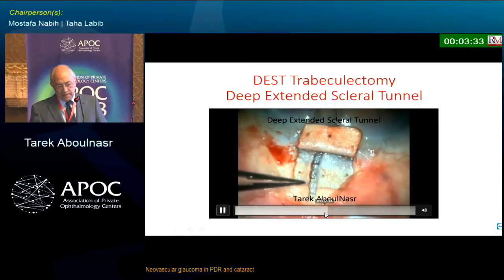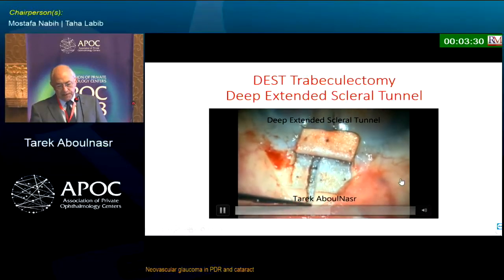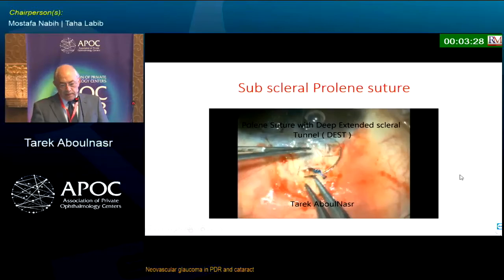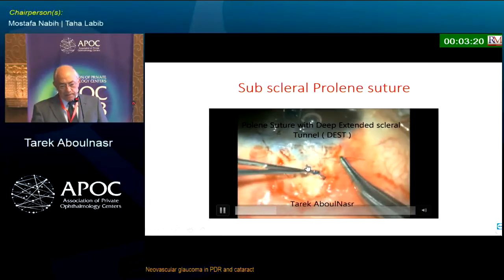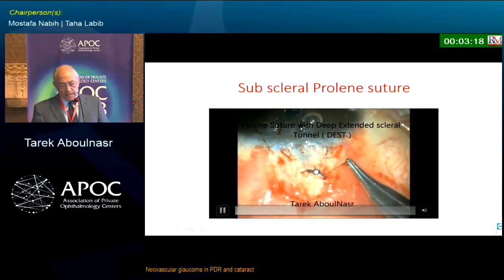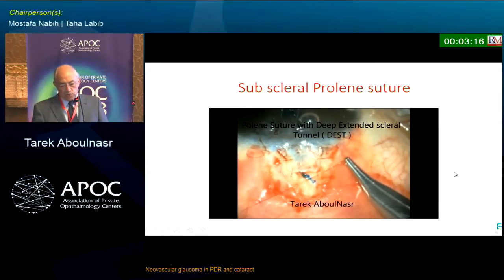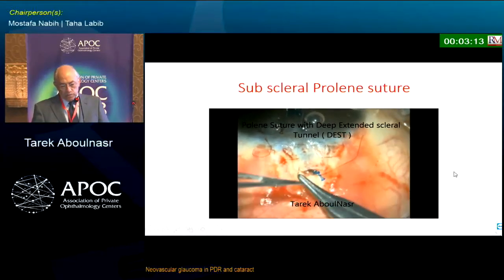Here is the tunnel. It's deep and extended beyond the scleral flap. And we can also use the subscleral Prolene suture to ensure the free passage from the subscleral space to the subconjunctival space, and we secure it with the 10-0.